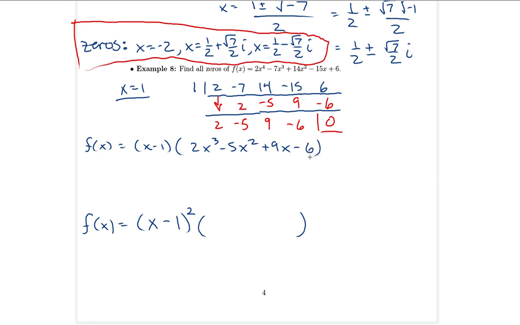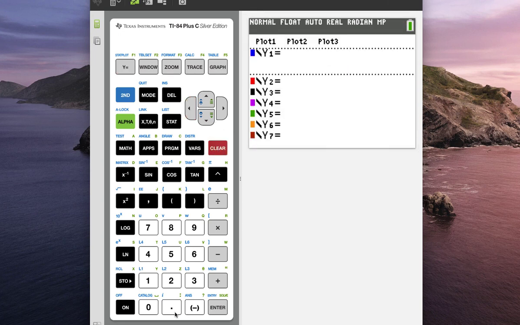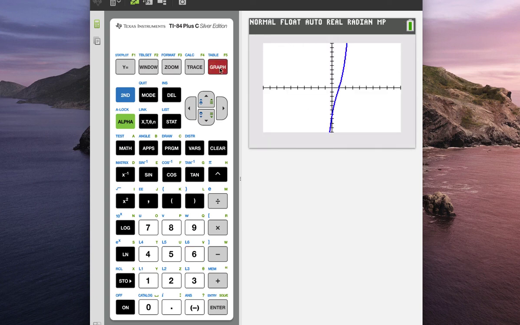Okay, now if you forgot about the whole multiplicity thing, then what you would do at that point is plug this into the graphing calculator to find another 0. So even if you forgot about the multiplicity, I clear this out, and I put in 2x cubed minus 5x squared plus 9x minus 6. See, what happens is the 0 shows up again. So when it has a higher multiplicity, it just shows up again. No big deal. And so I would find this 0, and again, I'm saying, oh, x equals 1.